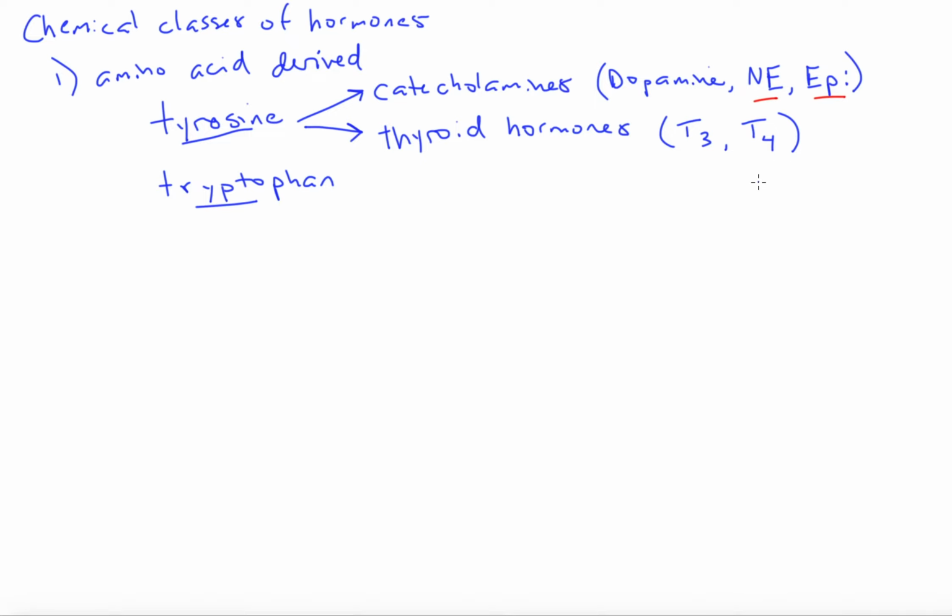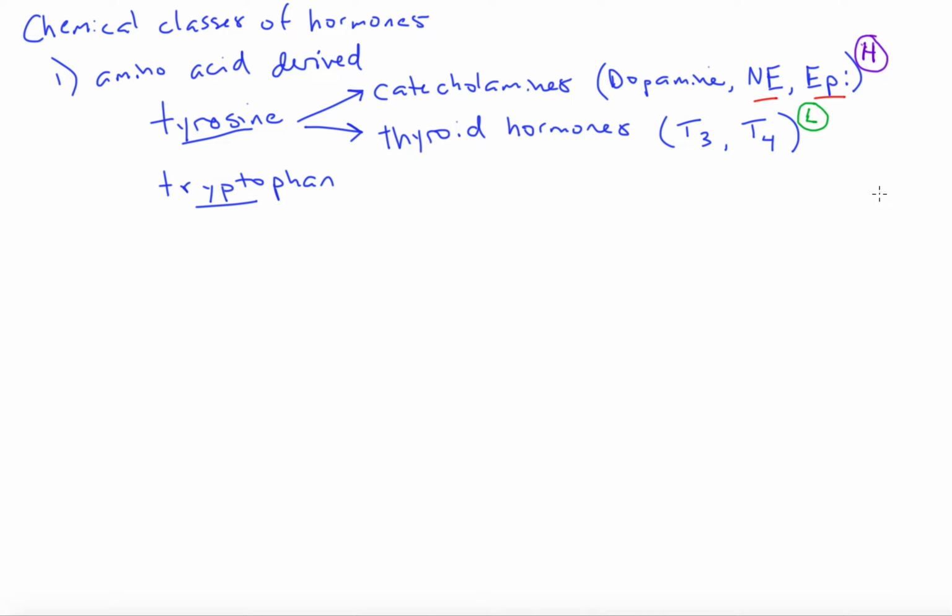All right. Before we go any further, let's label these as either hydrophilic or lipophilic. Put some colors on here. We're going to label the hydrophilic hormones with an H, and I'm going to put a circle around this. So all of the catecholamines are hydrophilic. The thyroid hormones are lipophilic.